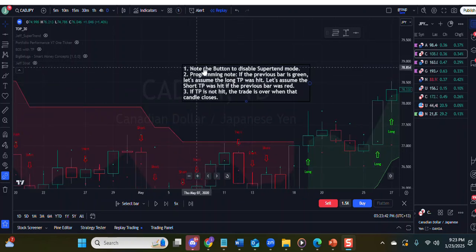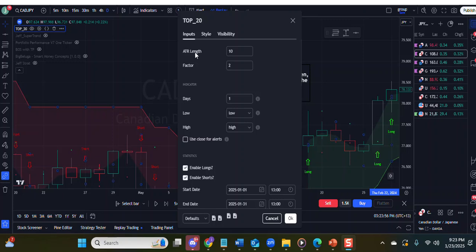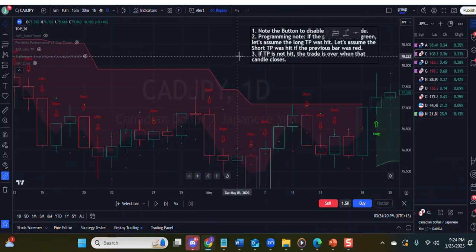Note the button to disable SuperTrend mode looks like this. So we have the SuperTrend here, ATR and the factor. I love this. It's doing its purpose. When it's red, it's only taking shorts. I needed to deactivate that, so there needs to be a checkbox here to deactivate, because you see how it's only taking shorts.